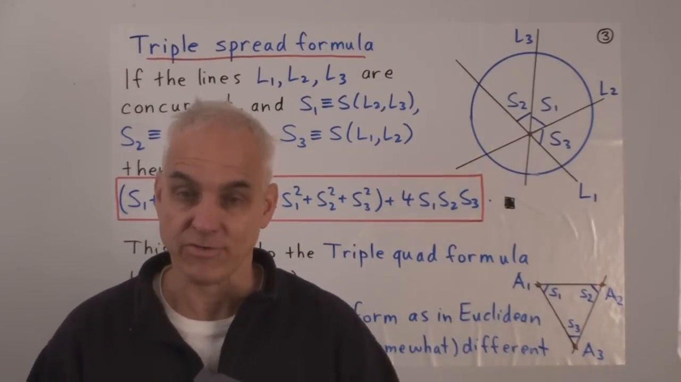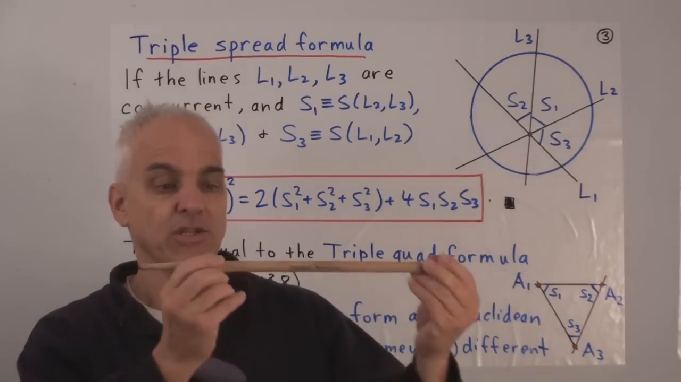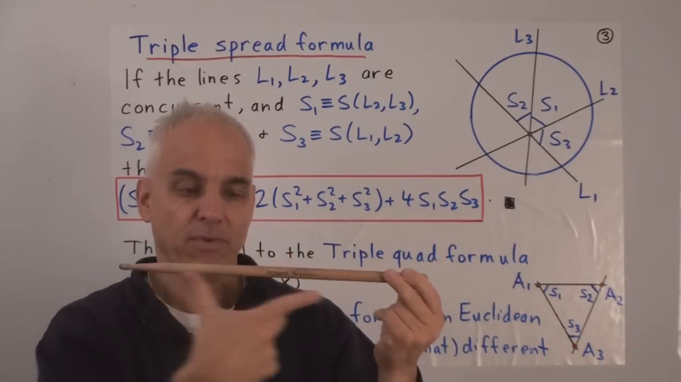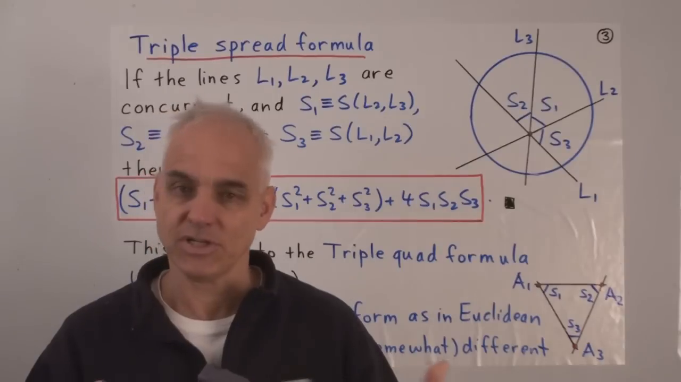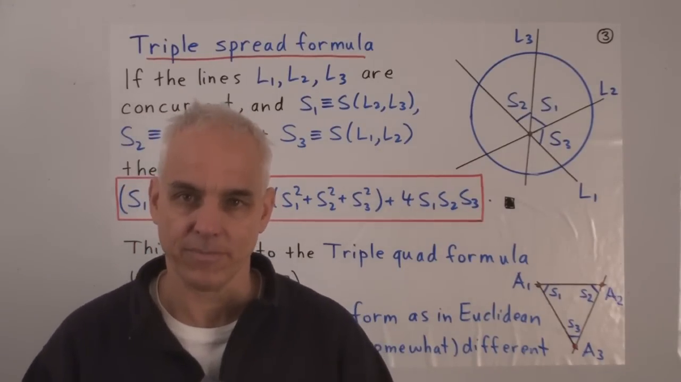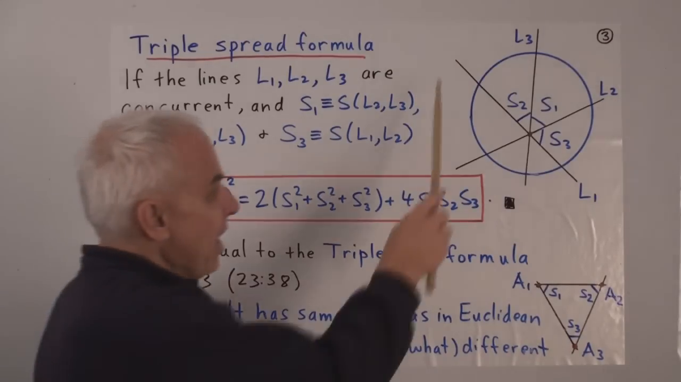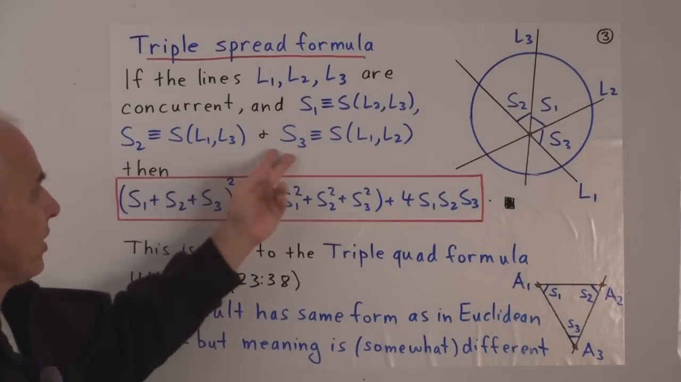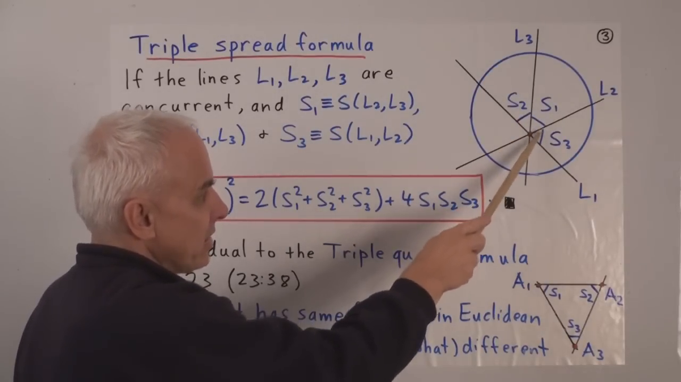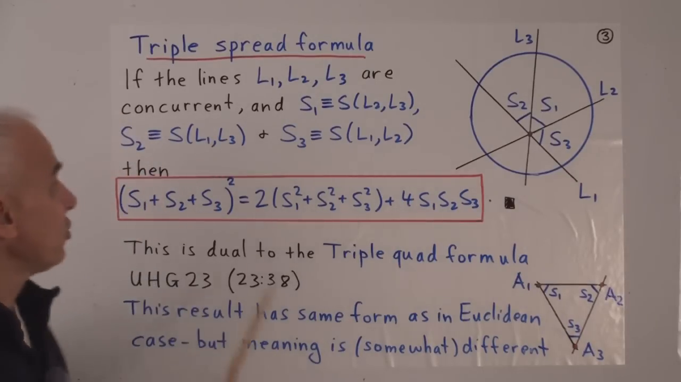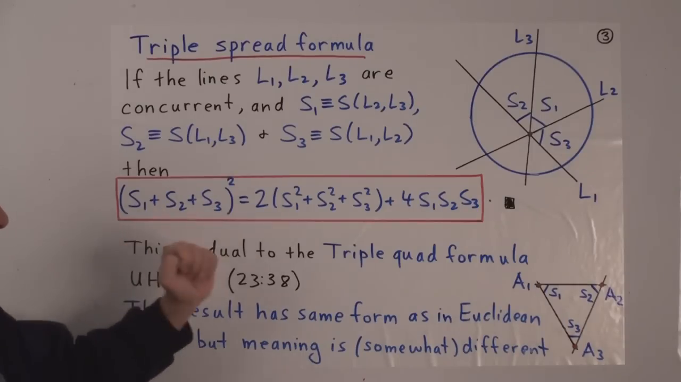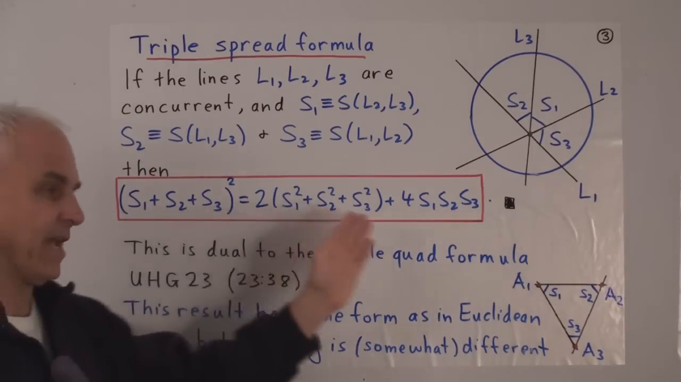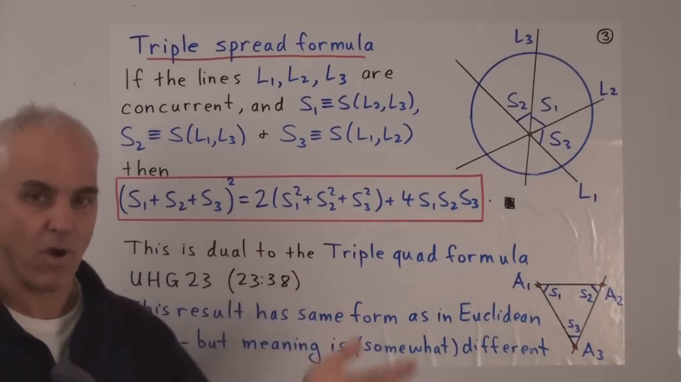The second of our main trigonometric laws is the triple quad formula, which explains the relationship between three quadrances that you get by having 3 points on a line. You have 3 points on a line, then you have 3 quadrances, and they satisfy a relation, which is the triple quad formula, or the hyperbolic version of the triple quad formula. The dual result concerns 3 lines which are concurrent. So if L1, L2, and L3 are concurrent lines, and we define the spreads S1, S2, and S3 in the usual way, then those 3 numbers satisfy the triple spread formula: S1 plus S2 plus S3 squared equals 2 times S1 squared plus S2 squared plus S3 squared plus 4 S1 S2 S3. It's exactly the same as the triple quad formula, except we have spreads instead of quadrances.